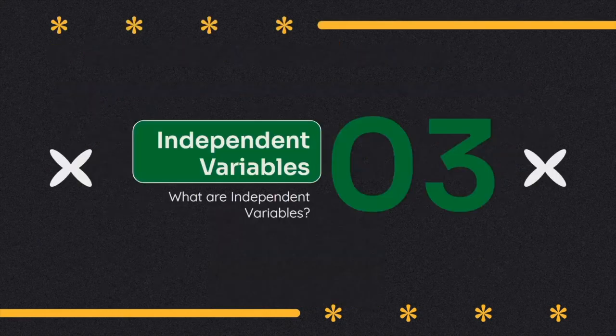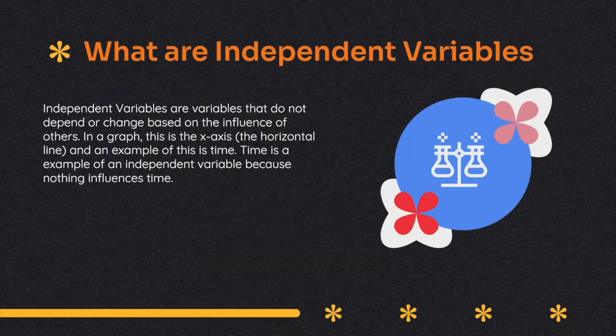Next, we can talk about what independent variables are and how they correlate to the experiment. Independent variables are variables that do not depend or change based on the influence of others. In a graph, this is the x-axis, otherwise known as the horizontal line. An example of this is time. Time is an example of an independent variable because nothing influences time.